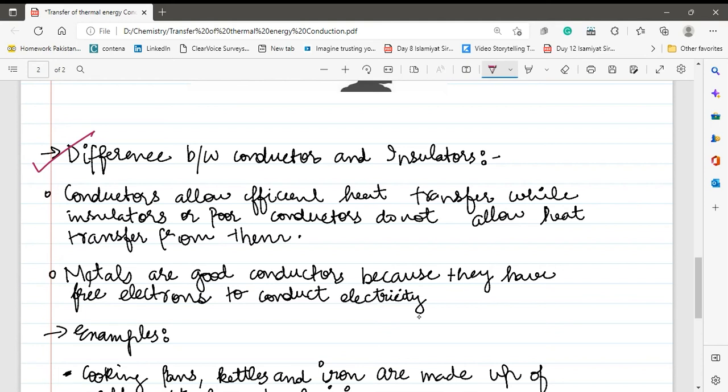The next point states that metals are good conductors because they have free electrons. This point is very important in terms of MCQs. They usually ask why metals are very good conductors. So please remember that metals are good conductors because they have free electrons to conduct electricity. Among all the conductors, metals are the best conductors due to the presence of free electrons. These free electrons conduct electricity very rapidly and make metals the best conductors.